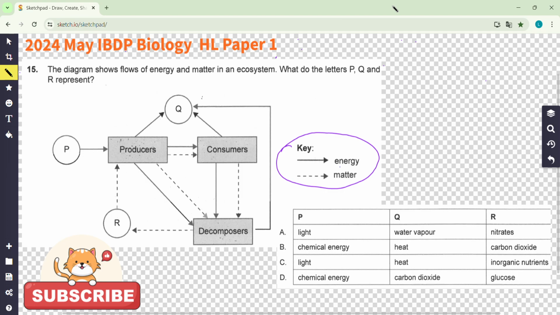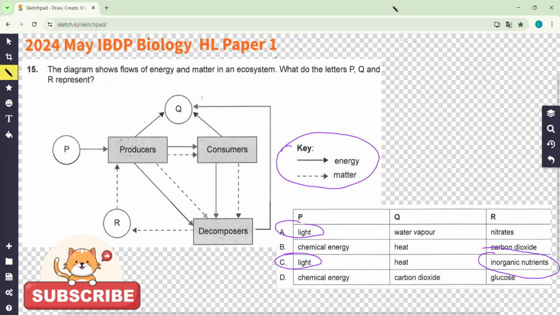So, the arrow is light, okay? Light is light energy, not chemical energy, right? Because the other part is inorganic nutrients. So for the R, it should be the inorganic nutrient. Of course, I check the other thing too. Make sure, although, it should be heat.